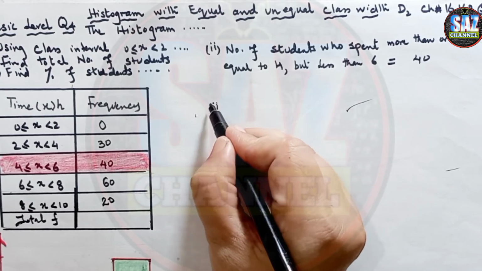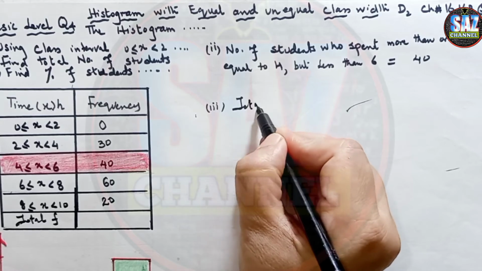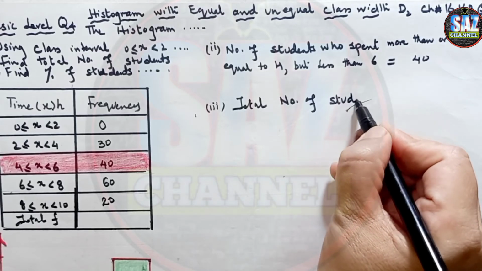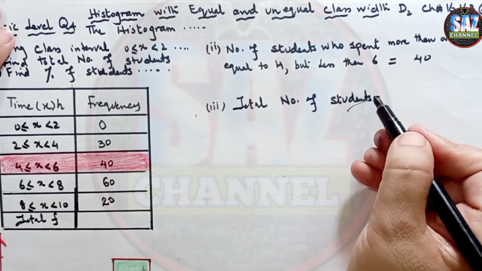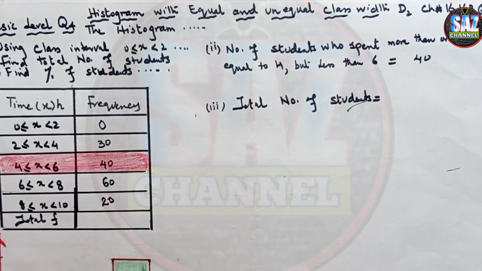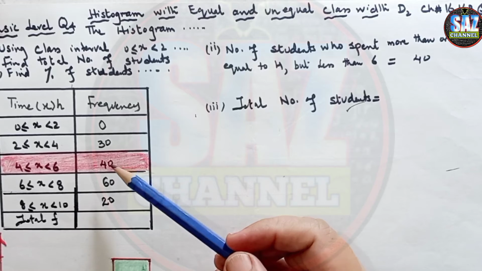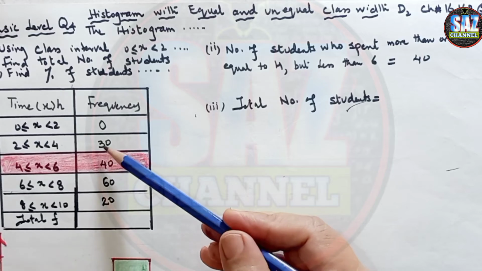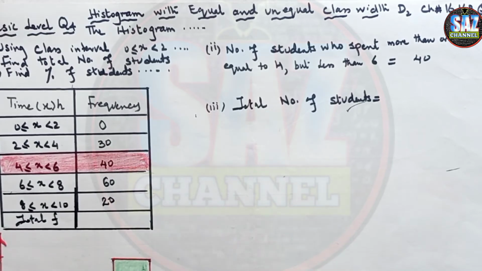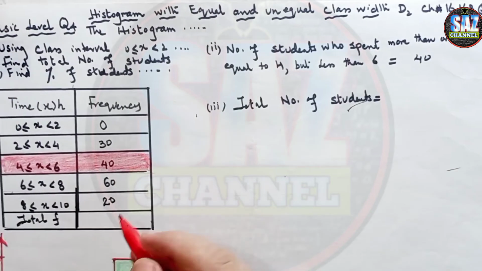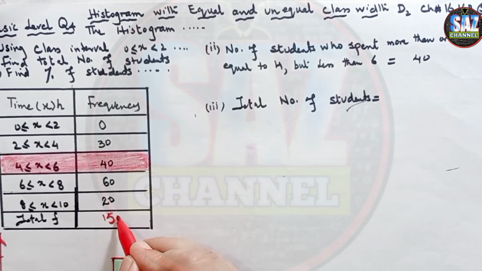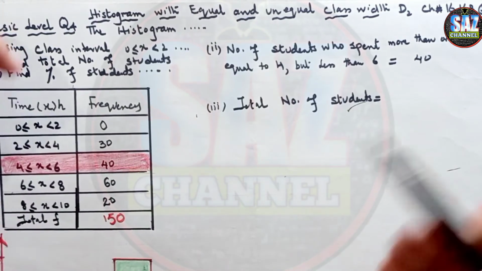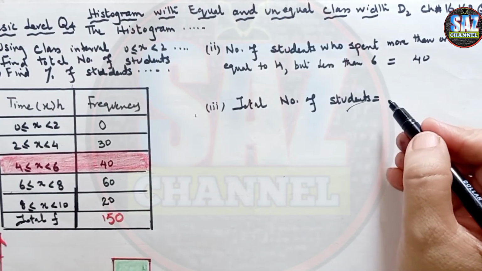Okay, the next part says total number of secondary 2 students. Okay, total number of students. How to find that? Total number of students is equal to, for that purpose what we are going to do is add up this frequency column. Okay, let's first try to add this mentally. 6 and 4 is 10, 60 and 40 is 100, 130, and 130 plus 20 is 150. Please learn to perform the calculations mentally because the questions can come in paper 1. So there are 150 students who are taking this test.